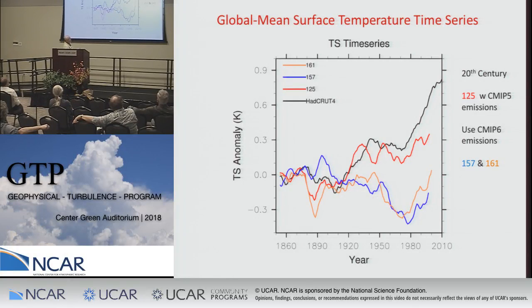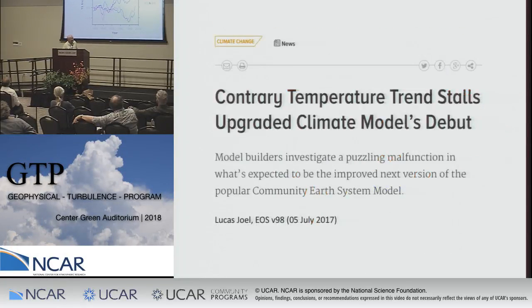Not only were we not getting much warming in the 20th century, we actually ended the 20th century colder than we started. So clearly something was wrong somewhere in the system, and the elucidation of this problem happened to coincide with, once again, one of our June meetings. And we made headlines in EOS: model builders investigate a puzzling malfunction in what's expected to be an improved version of the model. So that was the puzzling malfunction.